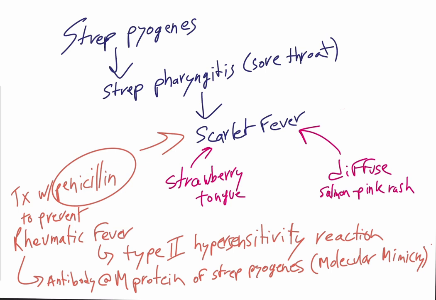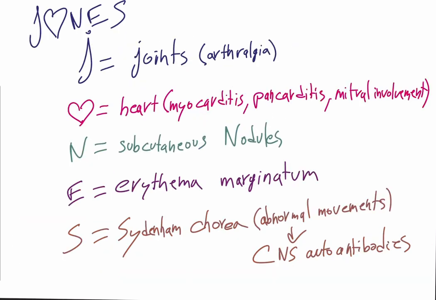These antibodies cross-react with mitral valve antigens, which look like the M protein of Strep pyogenes, initially causing mitral regurgitation, and over time, due to scarring, causes mitral stenosis. Next up, let's get familiar with the mnemonic JONES for rheumatic fever.